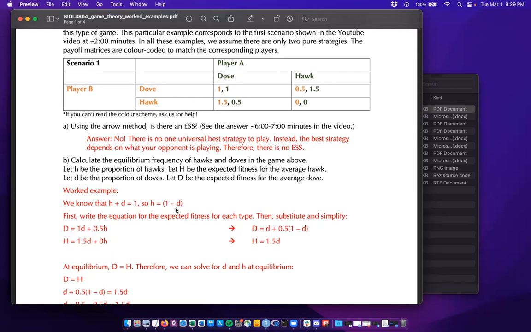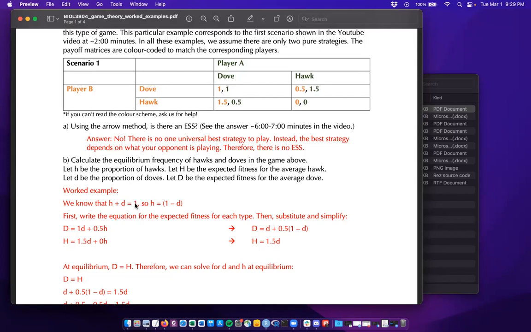So, okay, there's two different types of symbols that I'm using here. I'm using a set of symbols to represent the frequencies or the proportions in the population. And for that, I'm using these little h's and little d's. And then I'm using big H's and big D's to represent the average payoffs. Okay, so I know that the proportions have to sum to 1 just by definition. So there's this relationship between little h and little d, where little h plus little d equals 1. So I'll just put that aside.